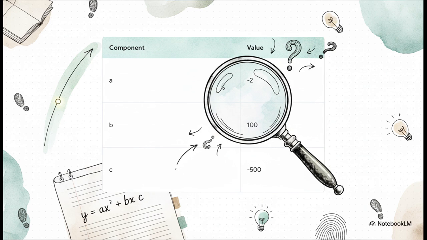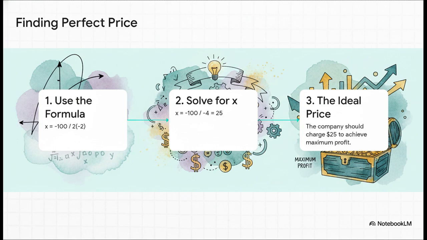So to find that sweet spot, what do we do? We become detectives one last time. We just need to identify our clues from that profit equation. a is -2, b is 100, and c is -500. And we just use our secret weapon one more time. x equals -b, so -100, over 2 times a, which is 2 times -2. That's -100 over -4, and the answer is 25. The company should charge exactly $25 for their product to hit their maximum profit. Our little formula just solved a massive business question.